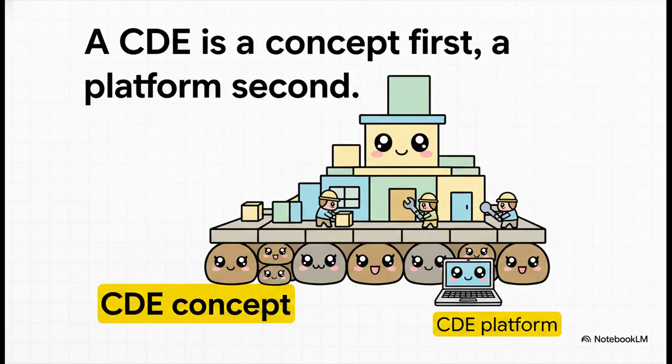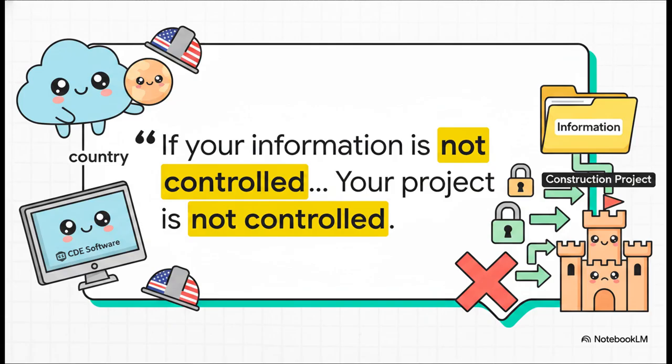And that's why it's so important to remember this. A common data environment is a concept first, and a product second. It is the foundational discipline for how you manage project data. The platform? Well, that's just the place where that discipline gets put into action. So, we're going to leave you with this one simple truth. It really doesn't matter what country you're in or what software you use. The iron law of construction is this. If your information is not controlled, your project is not controlled. It really is as simple as that.